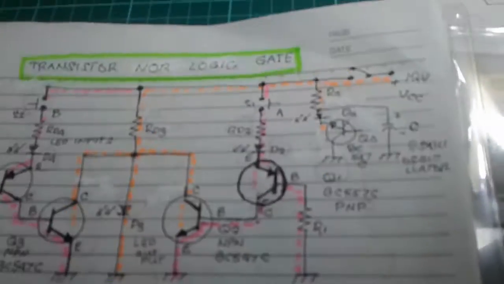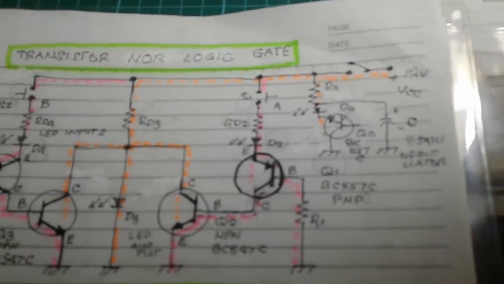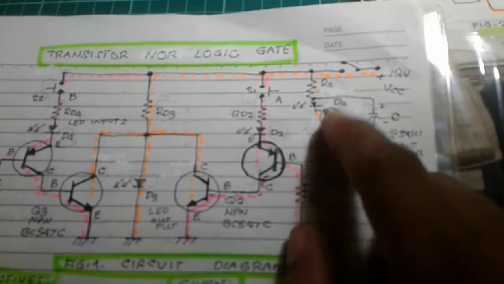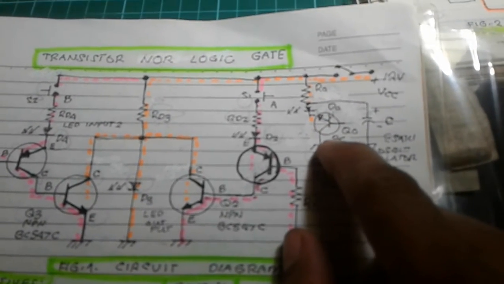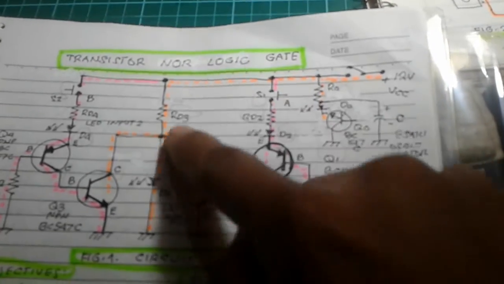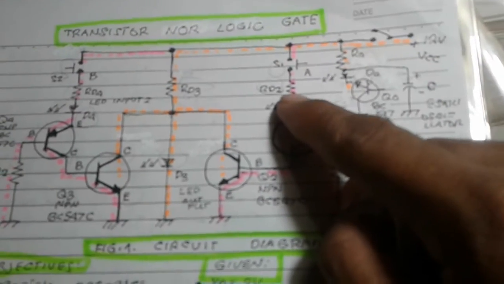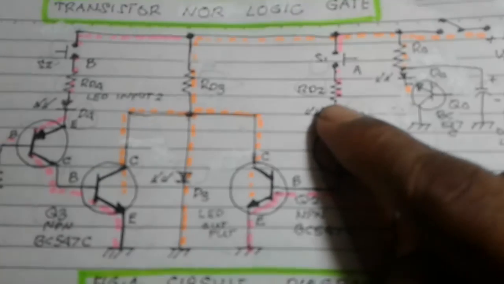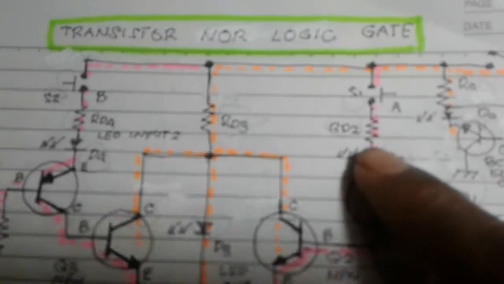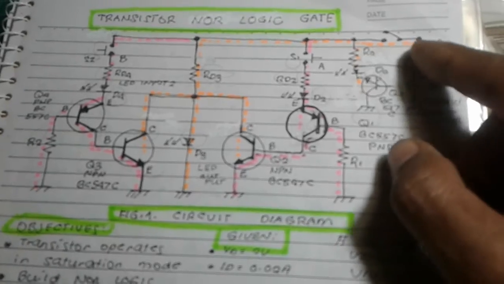And I calculated also all the values of the resistor here. This is already calculated, the previous circuit and this one, by using KVL. I calculated the value of resistor here RD2 using KVL here.